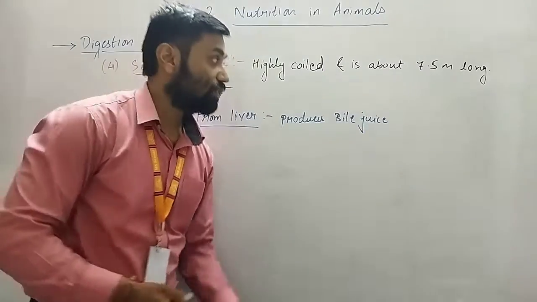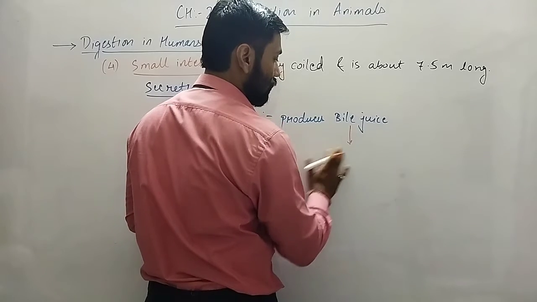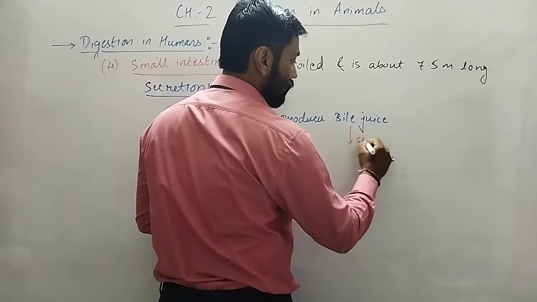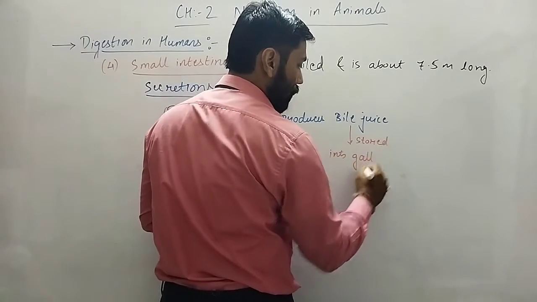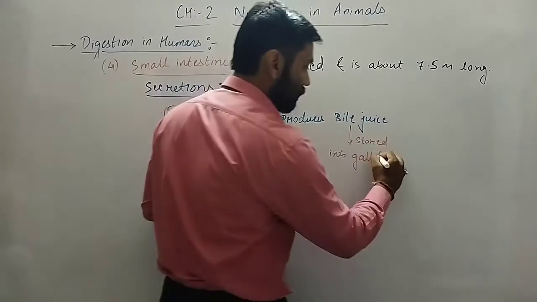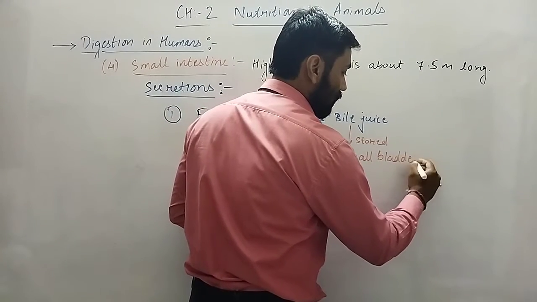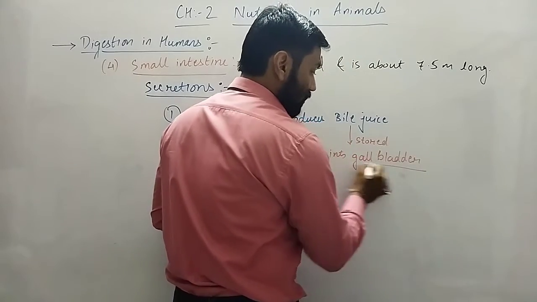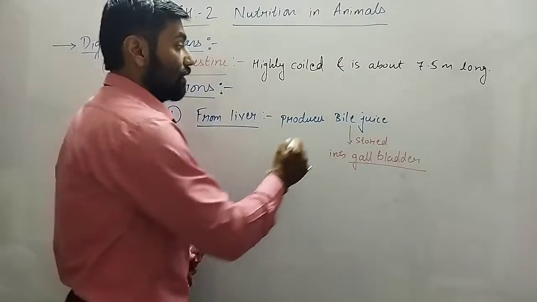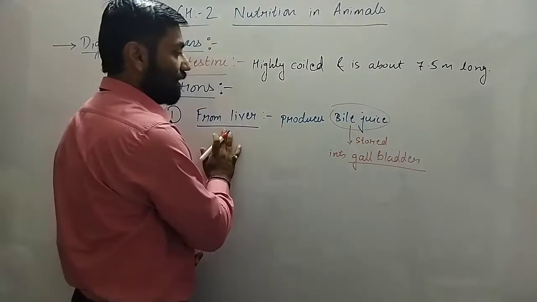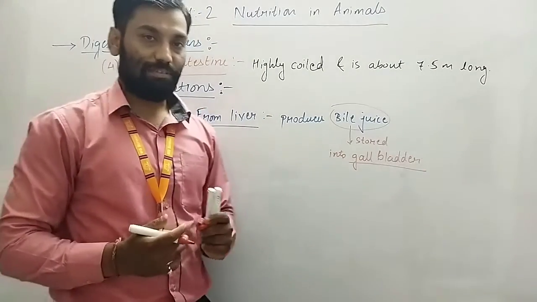This bile juice is stored in the gallbladder, right? It is again a structure near the small intestine. The bile juice which is produced by the liver gets stored in the gallbladder. And now what happens?